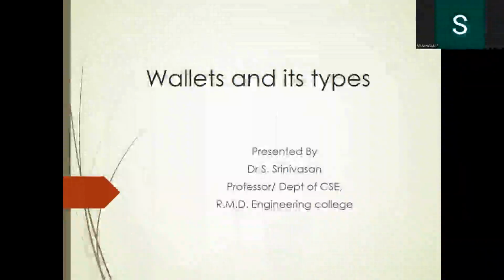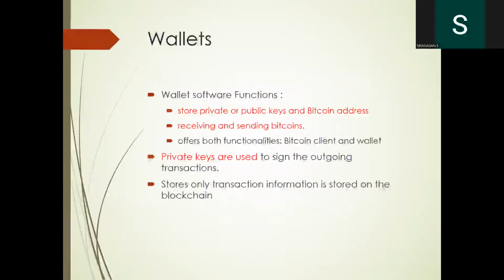In this video, I'm going to talk about wallets and their different types. Wallets are an important component, responsible for keeping the bitcoins. A wallet is used to store private as well as public keys and bitcoin addresses, and it is responsible for receiving and sending bitcoins. We use private keys to sign the transactions, and the wallet software handles the transaction information.